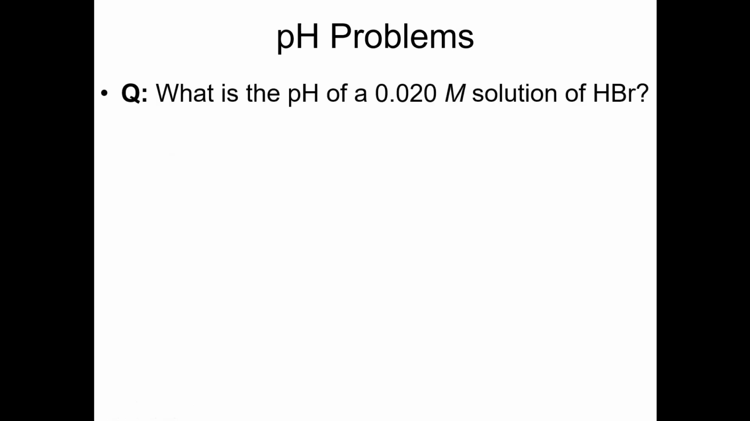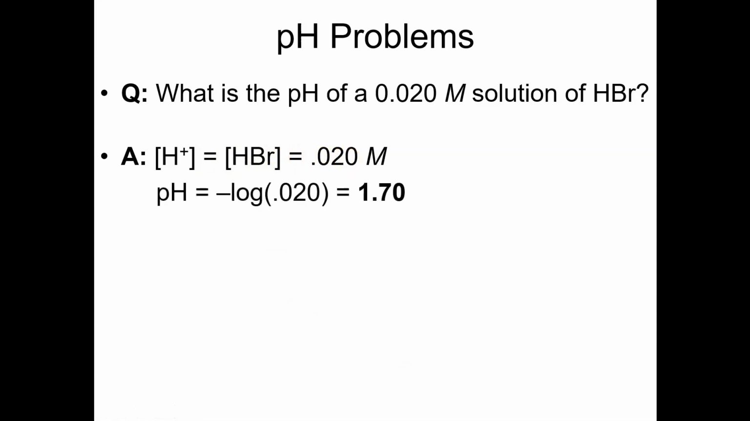What is the pH of a 0.02 molar solution of HBr? HBr is a strong acid. Therefore, the hydrogen ion concentration is equal to the HBr concentration, which is equal to 0.02. Therefore, the pH is equal to the negative log of 0.02, which is 1.7.